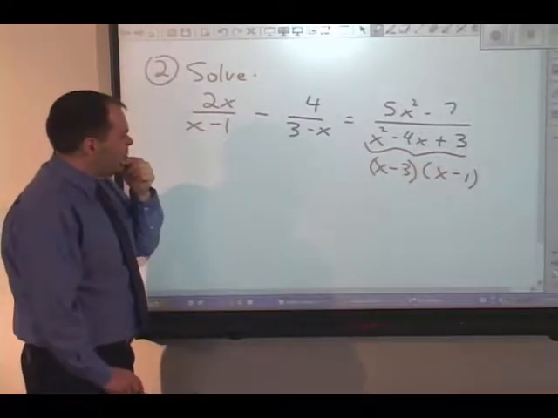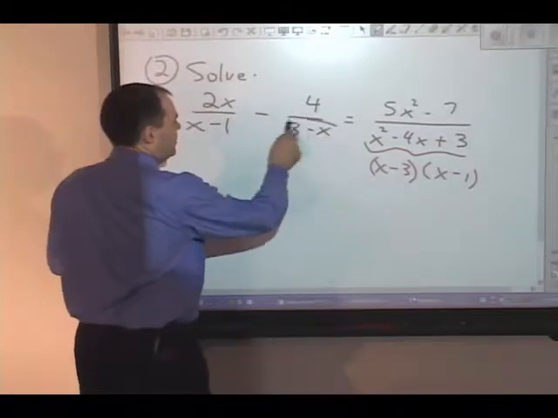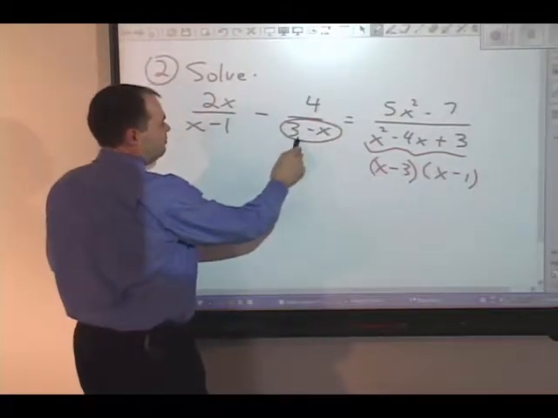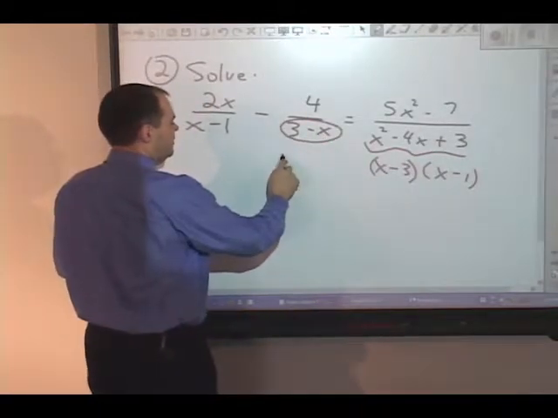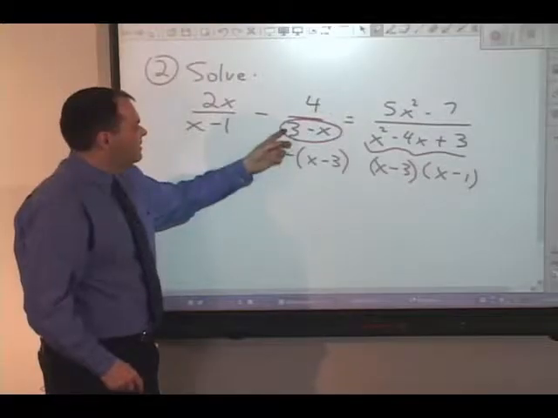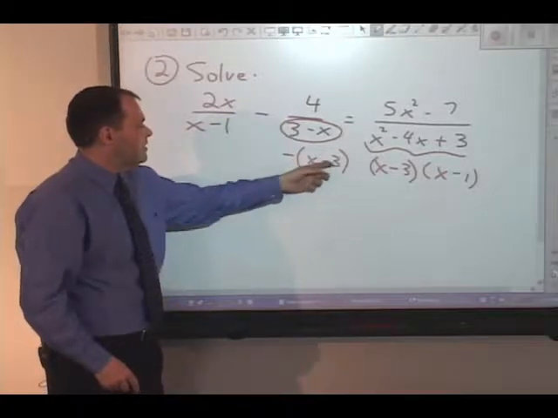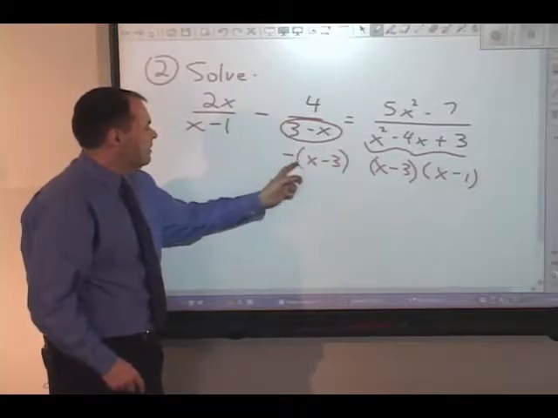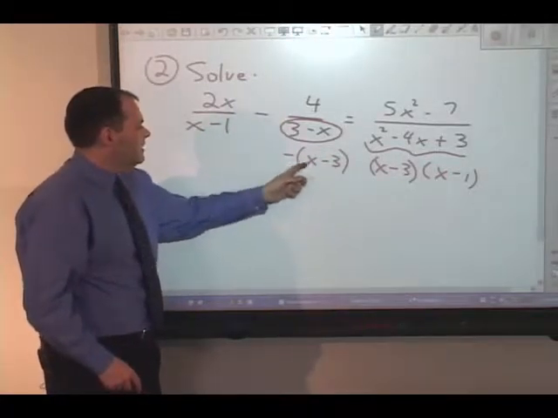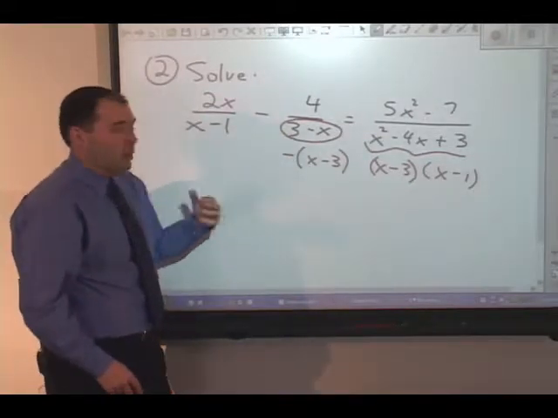Well, what we could do to make these two common is we could factor out of 3 minus x, factor out a negative 1. I'm just going to rewrite like so. What I'm saying is that this 3 minus x is equivalent to negative 1 times x minus 3. I can confirm that by distributing through, getting negative x plus 3. All right? And why would I want to do that?